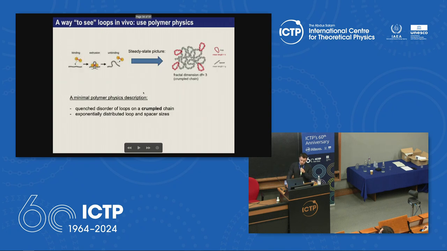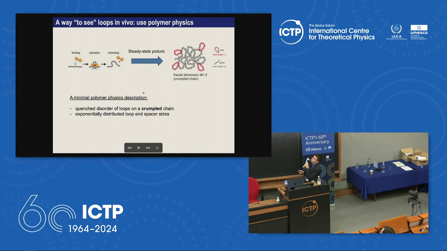So Hi-C is the in vivo data. That's why we decided to come up with an extension of the crumpled globule model in order to reproduce the Hi-C data, which is in vivo, and try to find the loops there. So we proposed a minimal model for a crumpled globule with loops. We said, let's take a look at this loop extrusion process in the steady state picture, where we have fixed loops. They do not change.